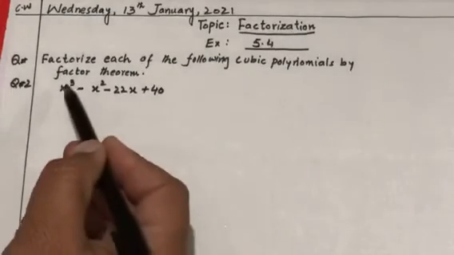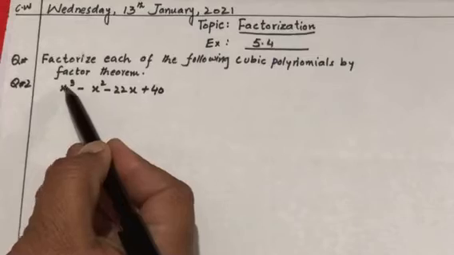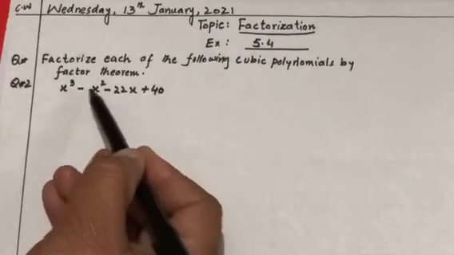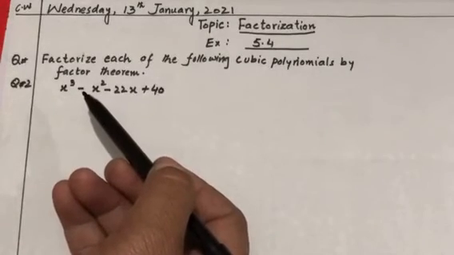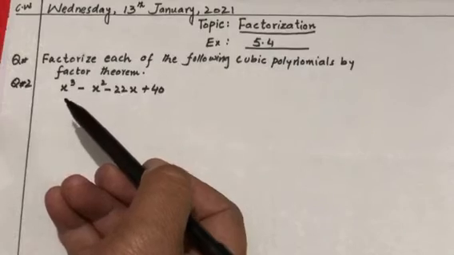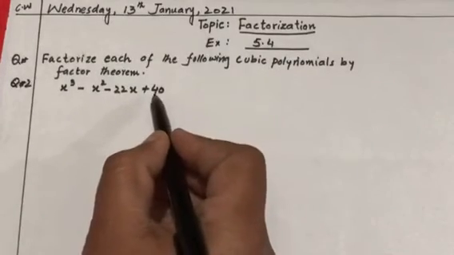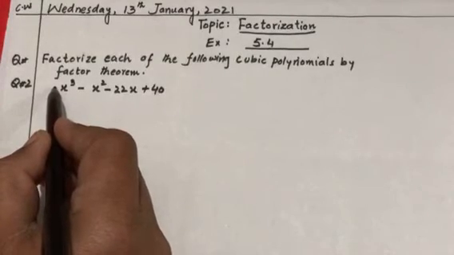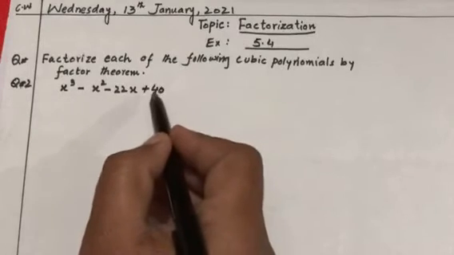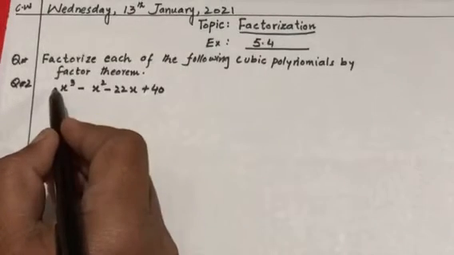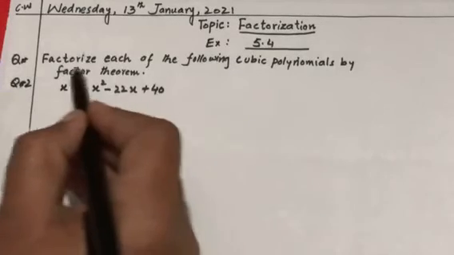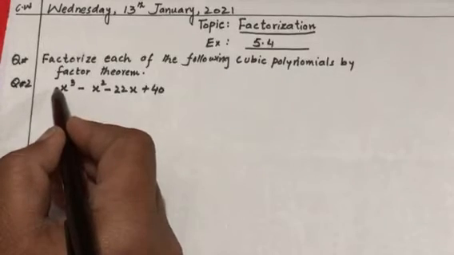So here is the cubic polynomial in which the highest degree is 3. So it is a cubic polynomial. By using the factor theorem, we will find the factors of this polynomial. Here is the constant term which is 40 and the coefficient of x cube is 1. So the constant term is represented by p and the coefficient of x cube is represented by q.